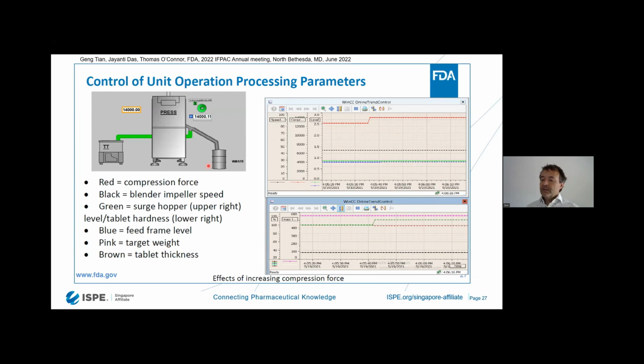So in this case, they were looking at having an increase in the compression force. And what you can see is that there is a response: the tablet thickness, of course, becomes a bit smaller. And, what do we have here? The tablet hardness, of course, increases, which is the green line.